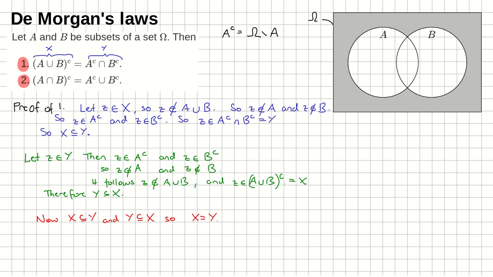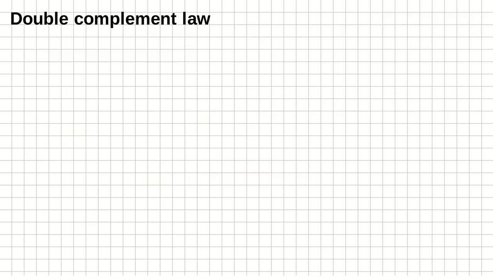Okay, I'm not going to prove the second of De Morgan's laws here. You can do it for yourself using the same method, or if you like, you can look at the lecture notes for this video where this proof is written down. So the last thing we're going to do in this video is to look at the double complement law. It's a very simple equation which says that if A is a subset of a set omega, then if you take the complement of the complement of A in omega, what you get back is A again.